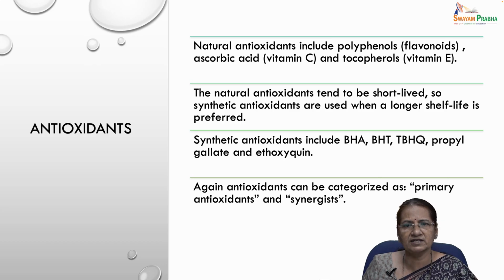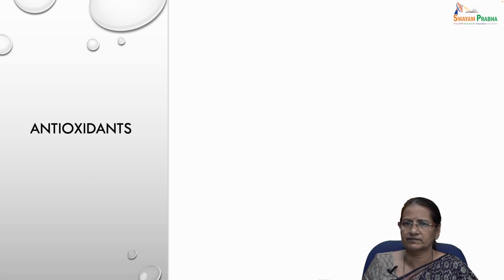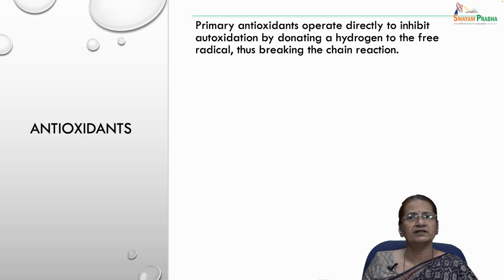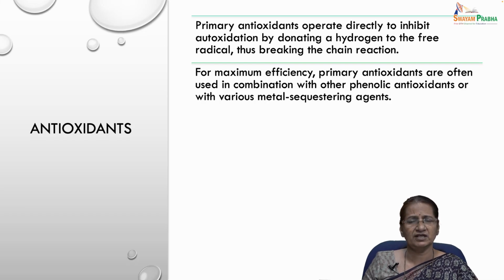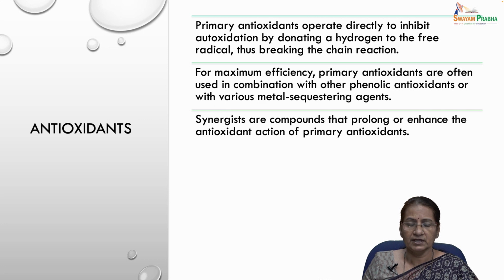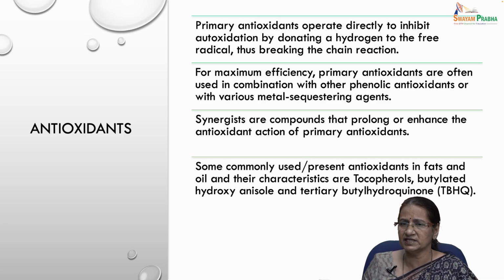Again, antioxidants can be categorized as primary antioxidants and synergists. Primary antioxidants operate directly to inhibit autooxidation by donating a hydrogen to the free radicals, thus breaking the chain reaction. For maximum efficiency, primary antioxidants are often used in combination with other phenolic antioxidants or with various metal sequestering agents. Synergists are compounds that prolong or enhance the antioxidant action of primary antioxidants. Some commonly used antioxidants in fats and oils are tocopherols, butylated hydroxyanisole, that is BHA, and tertiary butyl hydroquinone, that is TBHQ.